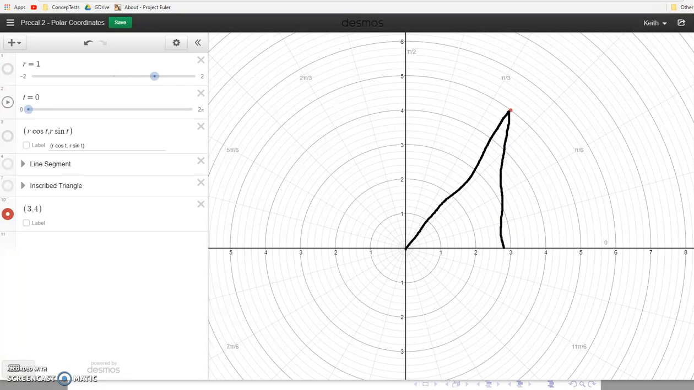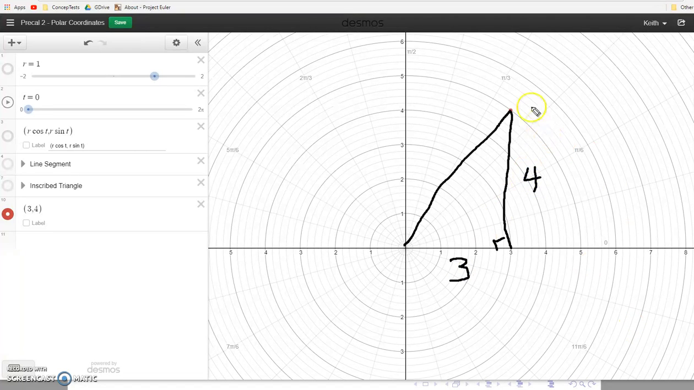Ain't that a beaut? So it goes to 3, goes to the origin. Okay, beautiful. That's totally a right triangle. You can tell because I got the right angle there. So we know that this point right here is 3, 4, so this base is 3, and this height is 4. So if you want the polar form of this, we need this value for r, and this value for theta.